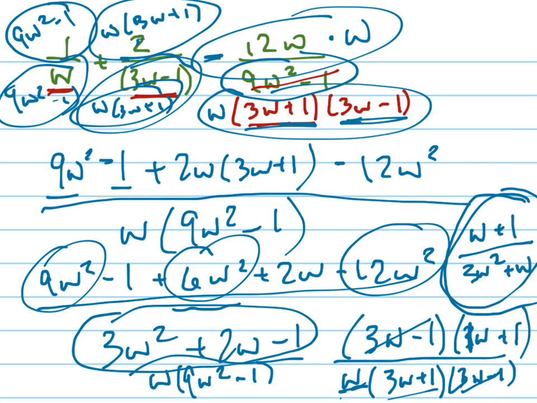You can check your answer. Here's a nice little trick that I use to check my answer. Plug in a number that works, like 1. Plug in 1 everywhere here, and you're going to get 2 over 4, which is 1/2. Plug that same number in everywhere here, and see if you get 1/2 also.